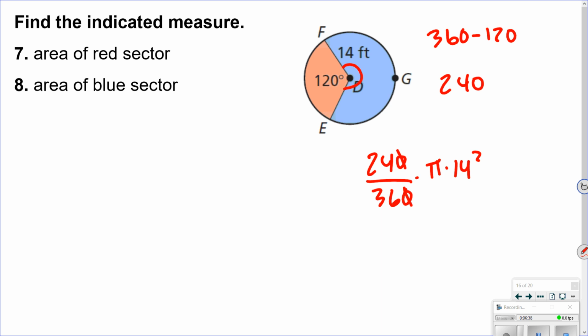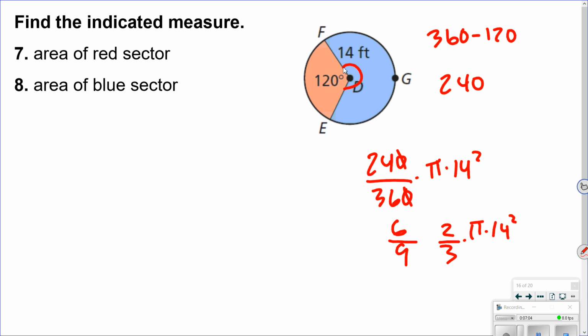24 over 36, you can divide both of those. Let's see what goes. Let's see, 4 does, right? So divide them both by 4, so on top I'd have 6, on the bottom I'd have 9. Oh, so we divide both those by 3. So 2/3 is what that reduces to. 2/3 times pi times 14 squared.